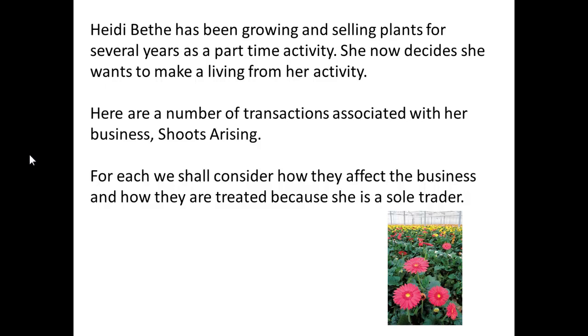Heidi Bertha has been growing and selling plants, and it was a part-time activity, but she decides she wants to run a business growing and selling plants. In other words, she wants to make a living from a hobby. That's very often how sole traders start a business. So she starts this business, and let's look at the transactions at the beginning.